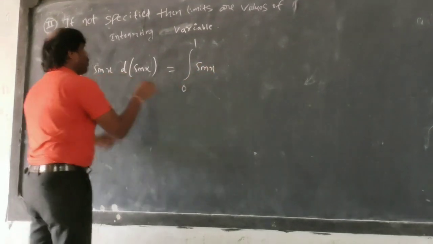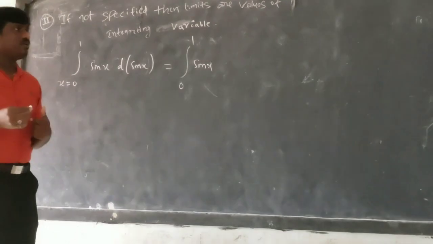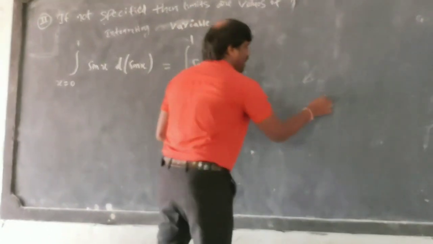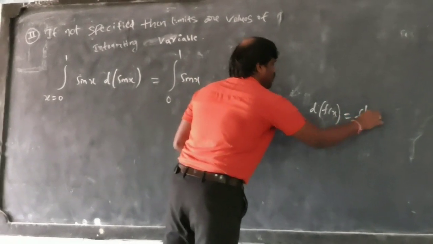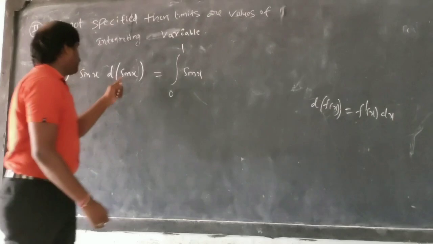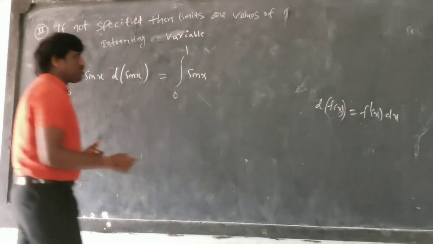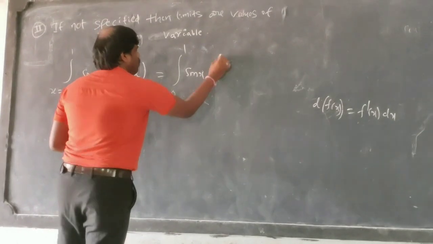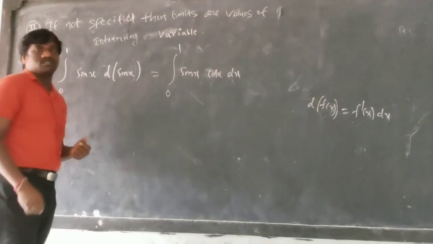Now let us see, I recently explained about d sin x. If you have d f x, what do you write? f dash of x into dx, correct? The same thing you have to do here. So for the integration of sin x, what can we write? The differentiation of sin x is cos x. So I can write it as cos x into dx. This is what it is going to change to.